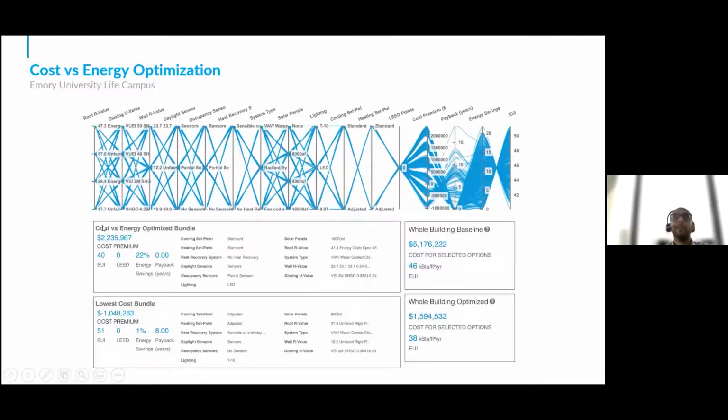And the cost premium is about $2 million, which basically means if you add an extra $2 million to the overall baseline, and use this combination of options, you can actually bring the EUI down from 46 to 40. Similarly, there are multiple different options they were able to achieve. There's a lowest cost bundle here in which you can actually save $1 million and still bring the EUI down, which will lead to a 1% energy savings as compared to the baseline we saw. And the payback in terms of years is 8 years.